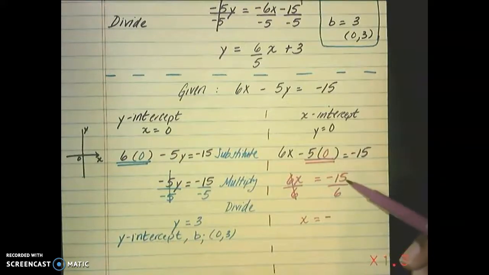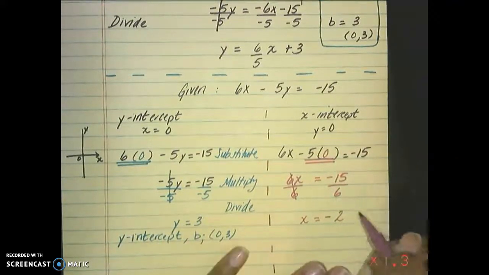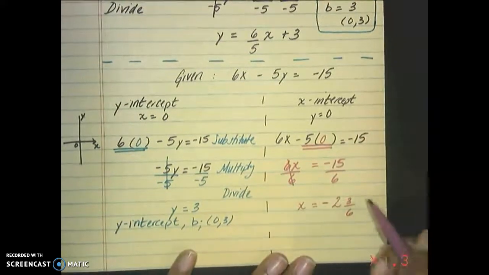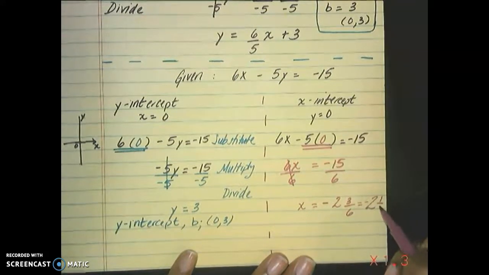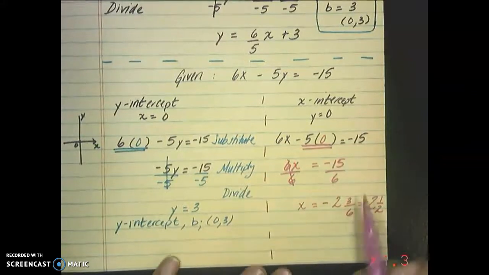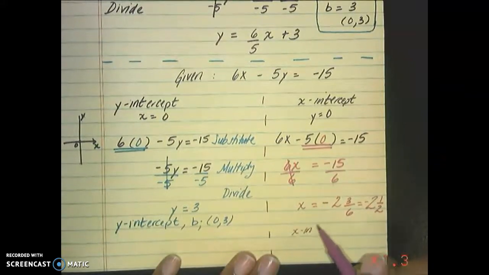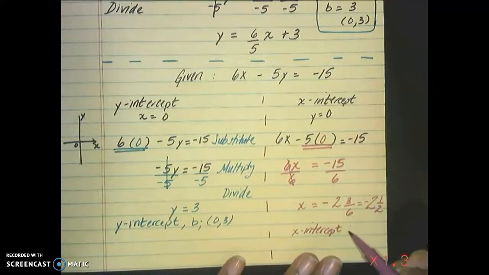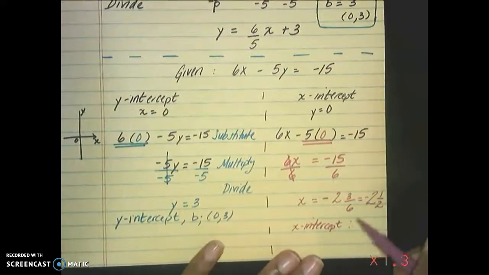6 goes into 15 2 times, and you'll have 3 left over. Well, that's the same thing as a negative 2 1/2. Okay. Very good. Now you could probably figure that out a little bit differently than Miss Gable and come out with the same thing, and that's all right. So if I wanted to write the x-intercept as an ordered pair, it would be -2 1/2, comma 0.